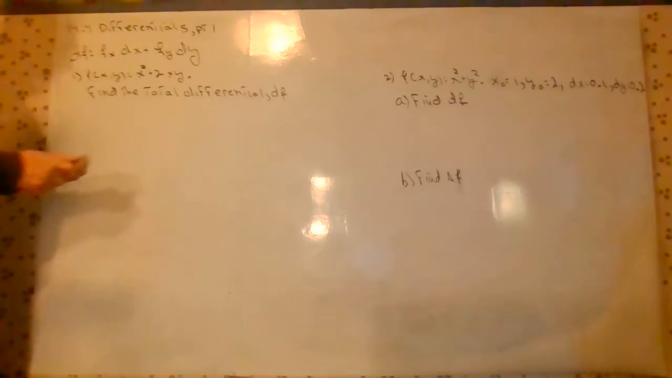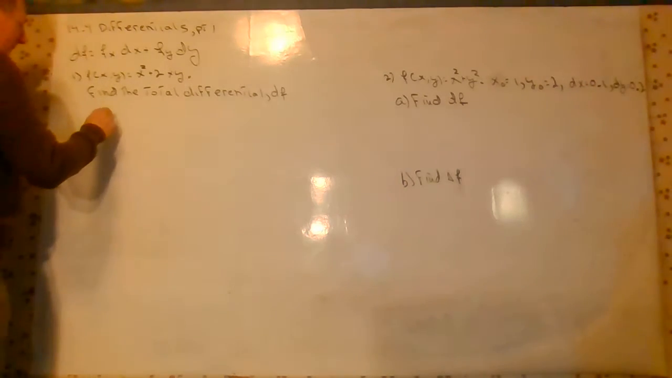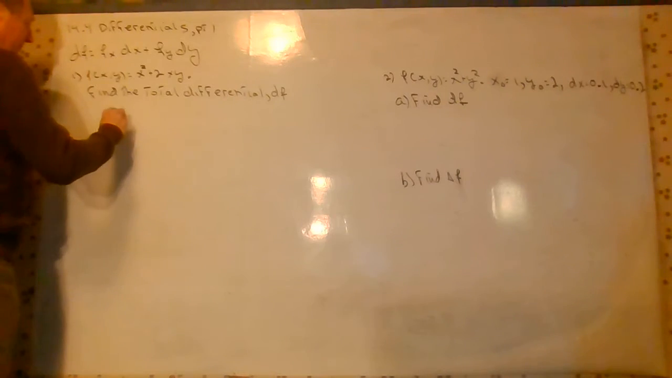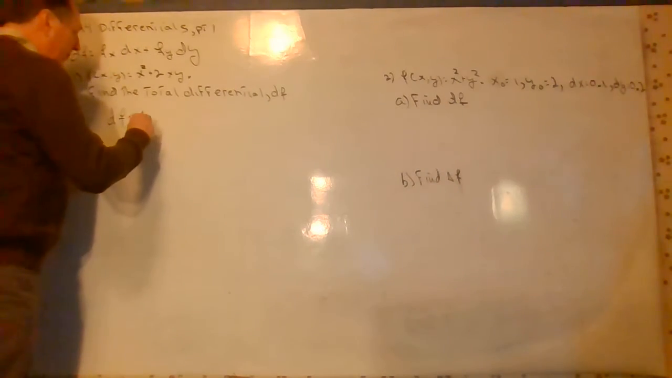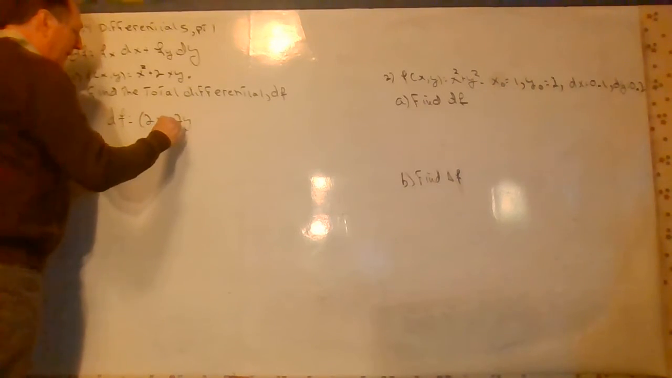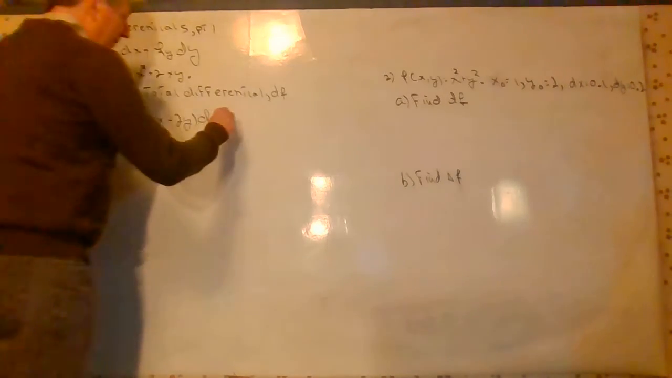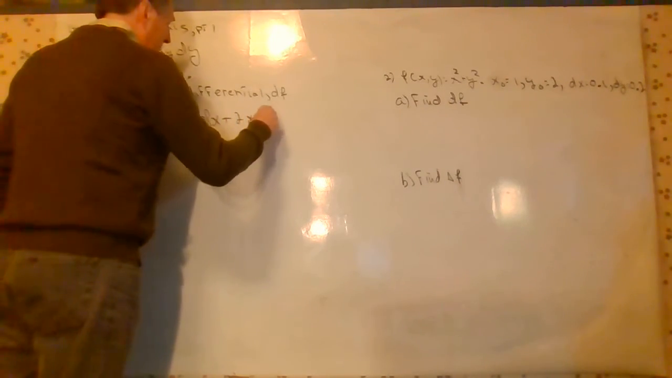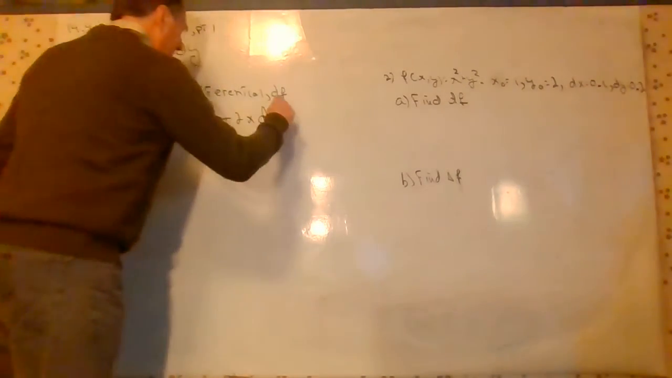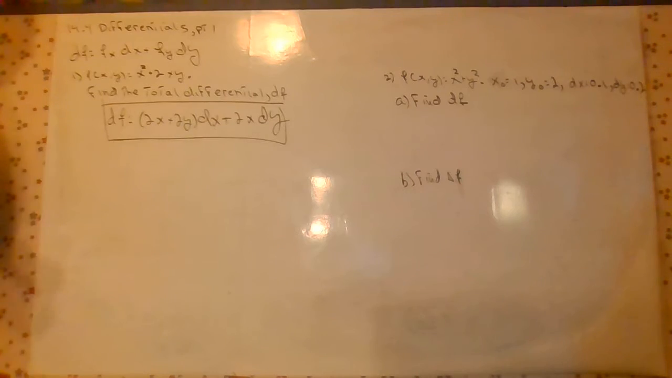And let's suppose we have f(x,y) equals x squared plus 2xy. Find the total differential df. Well, df is going to be: the partial with respect to x is 2x plus 2y, dx, plus the partial with respect to y is going to be 2x, dy. And that's all there is to it. That's what's called the total differential.